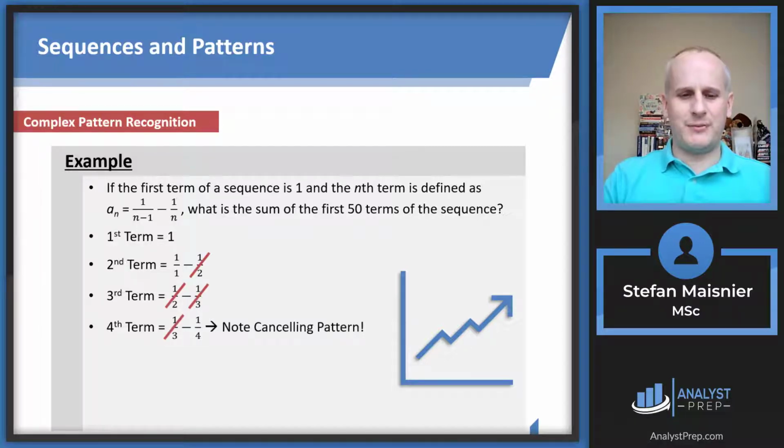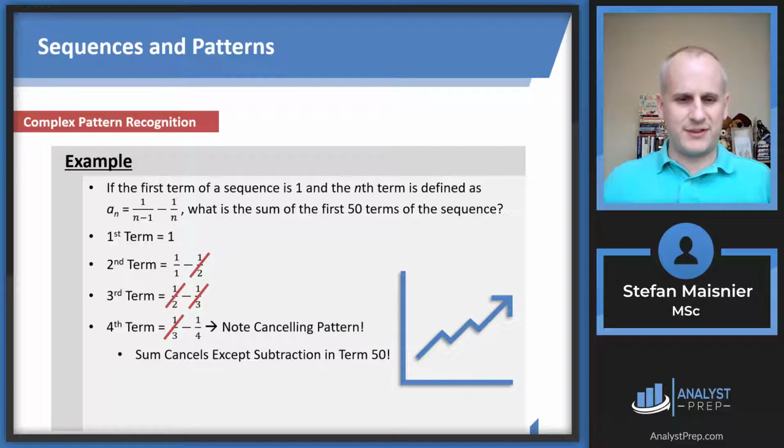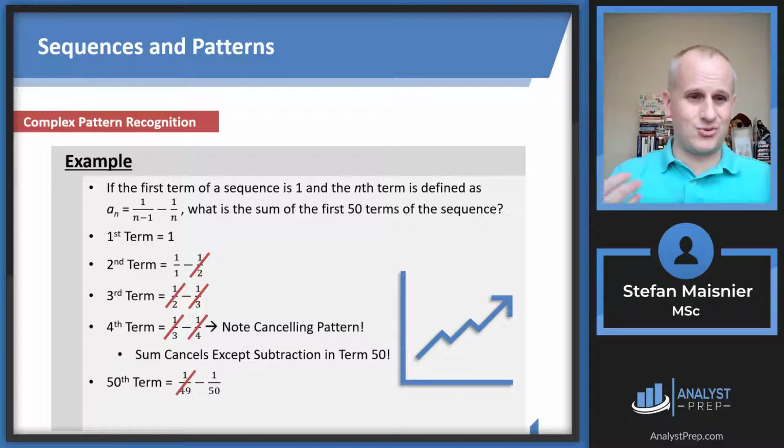But I see that my minus 1/2 cancels out with the positive 1/2 in the next term. My minus 1/3 cancels out with the positive 1/3 in the next term. So the sum is going to cancel every term in the subtraction except the one in term 50 at the very end. Everything else is getting canceled except the first term and the very beginning part of the second term. So we just got to get to the 50th term, knowing that everything cancels out up to that point. So now we just write out what the term values are that we have.